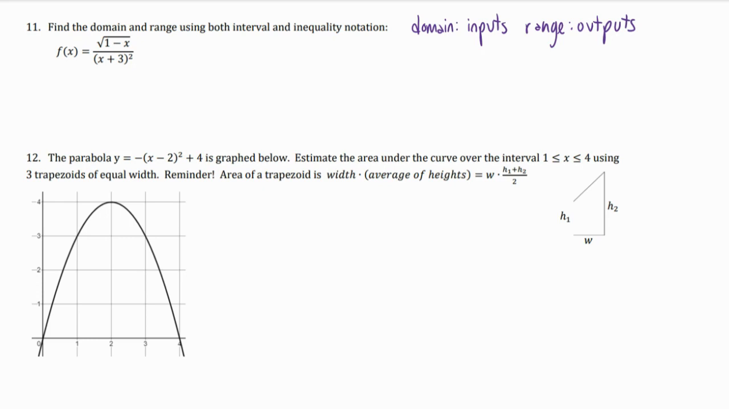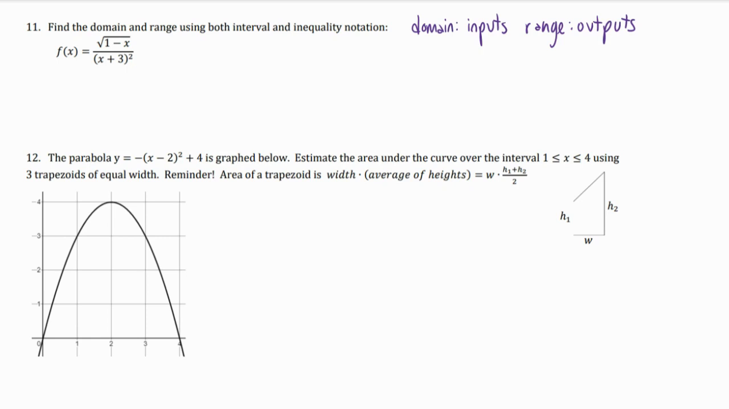So domain you can always pretty much do without a calculator. So you should be prepared to find domain without a calculator. Range, it depends on the type of problem that you're given. In this particular one, I want you to be able to do this without a calculator, and we'll talk about how you could do that. So let's start with domain.